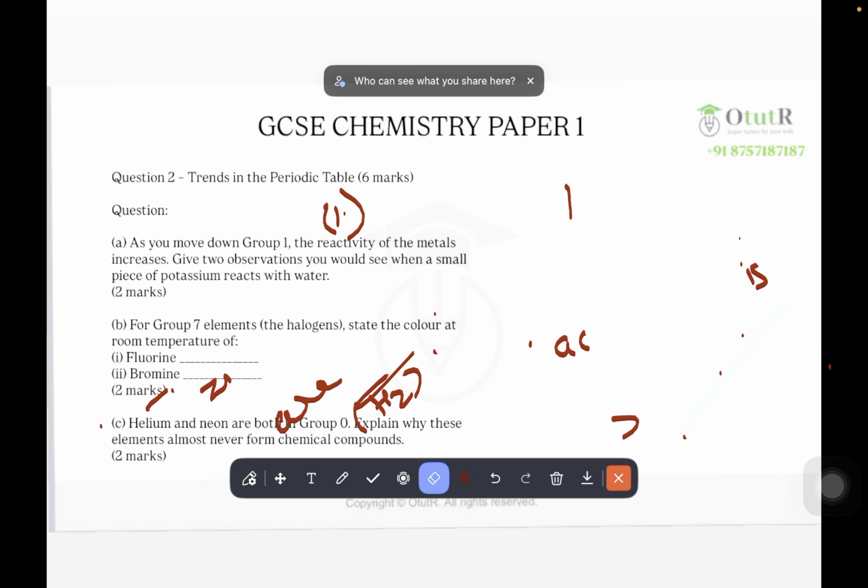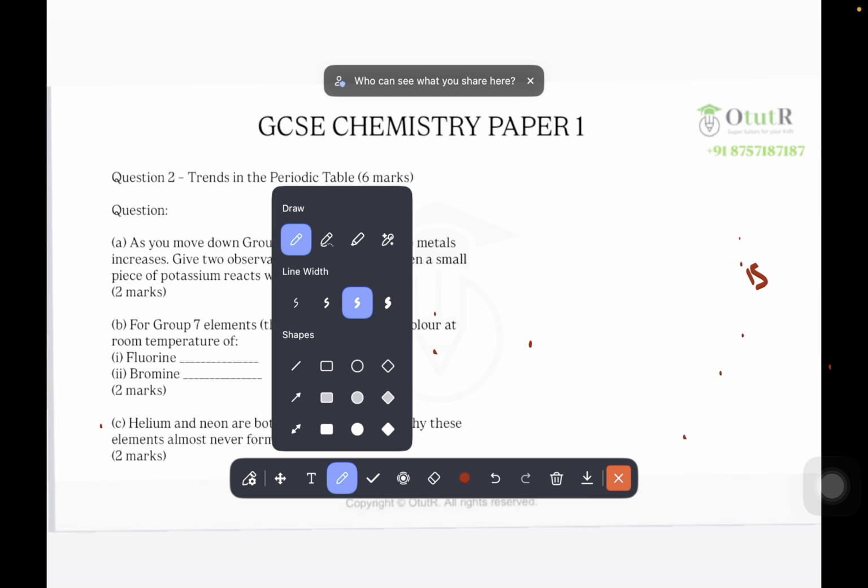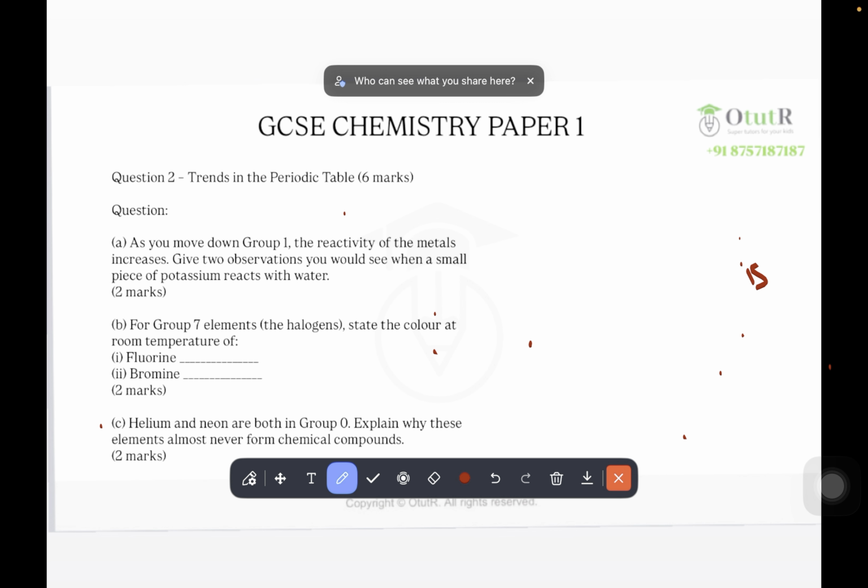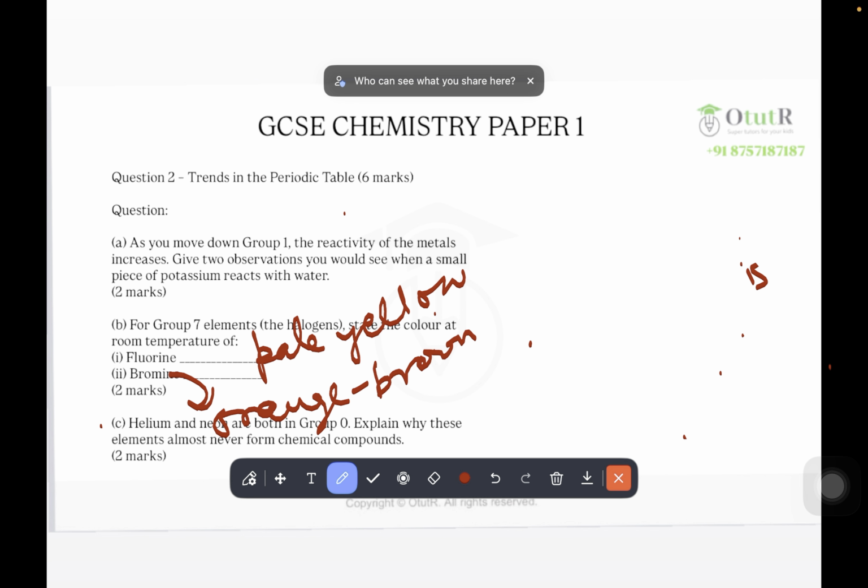Moving on. B. For group 7 elements, the halogens, state the color at room temperature of these. So fluorine is pale yellow. Bromine is orange brown. We usually see brown colored gas evolved if in a reaction bromine is being produced. So orange brown or red brown, anything will go.